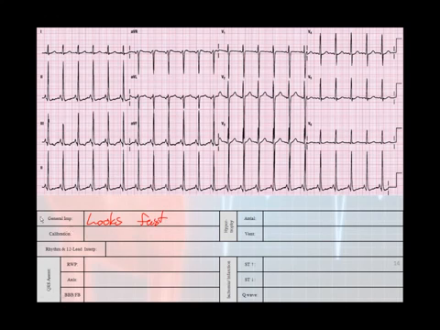Now that we've done our general impression, let's move on to our calibration. The calibration markers on this 12 lead are way over here on the right side, which you can't quite see the end of, but we're just going to say that this is a standard calibration. So for the calibration, you're going to write standard.